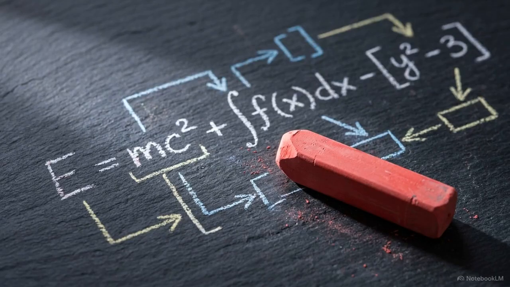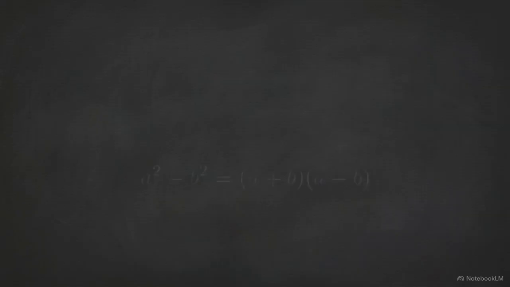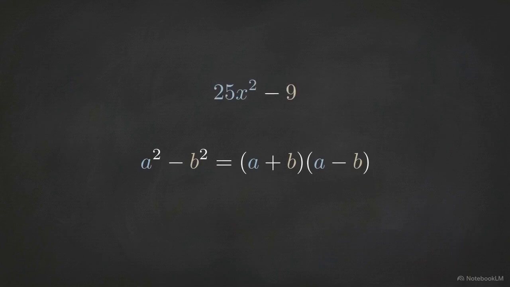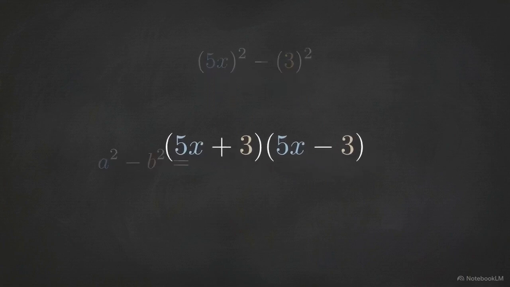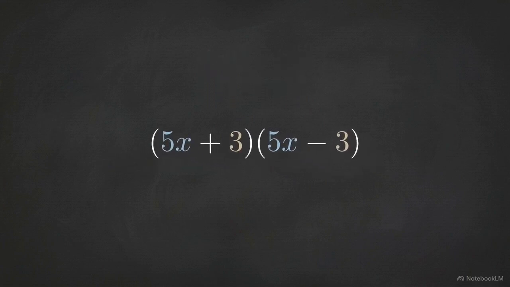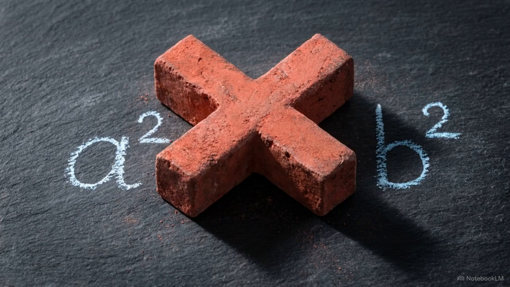Step 4 is the search for special forms. When you have only 2 terms, you check for the difference of squares. The expression 25x squared minus 9 fits this template, as both terms are perfect squares, separated by a minus sign. Following the formula, we take the square roots of each to reach the factored state, 5x plus 3 times 5x minus 3. This logic does not apply to the sum of squares. An expression like a squared plus b squared cannot be factored using this formula.